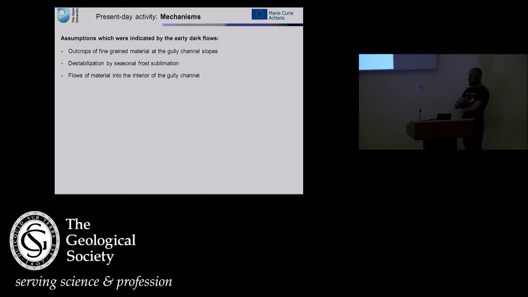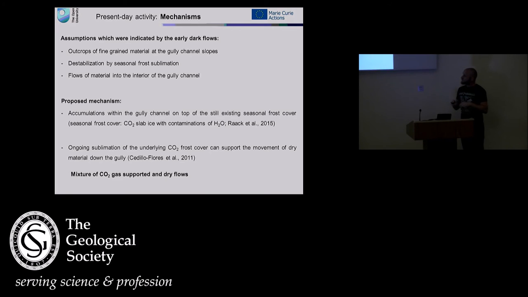So we have to make some assumptions. The assumptions are that we have maybe some outcrops of fine-grained material at the gully channel slopes, which can be destabilized by the very early frost sublimation of CO2. And then this material flows into the gully interior. The proposed mechanism is that these accumulations are on top of the still existing CO2 frost cover in the interior of the gully channel, and that when it gets warmer and warmer, the ongoing sublimation of this underlying CO2 frost cover can support the movement of the material down the gully and makes this new deposition form.